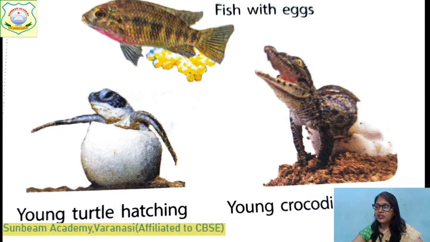Some fishes such as catfishes guard their eggs from their enemies. A catfish protects its eggs from enemies. This is the picture of that. And some other fishes, the example is jawfish. Very interesting thing. The jawfish carries its developing babies in its mouth to protect the eggs. And after some time when they develop, it gives them out. This is the protection of the egg.